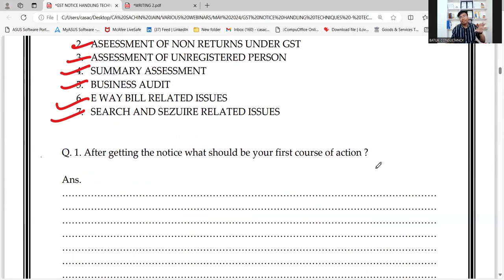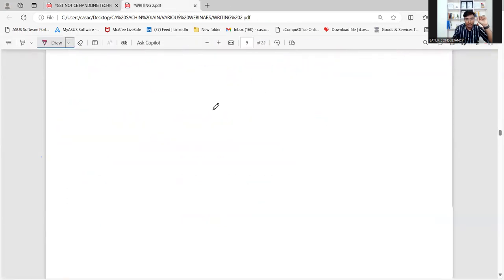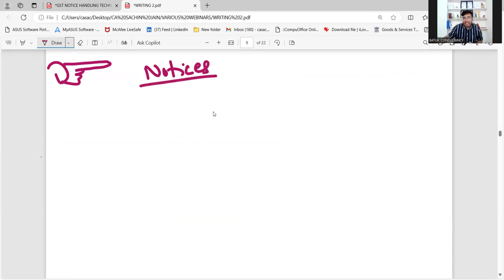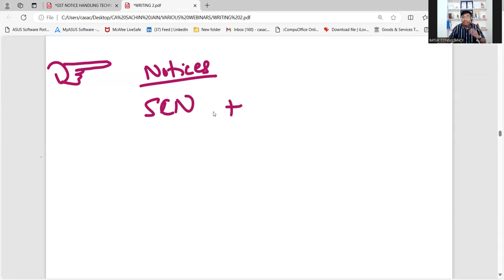We'll discuss the hierarchy of the various notices. First, the departmental authority will issue the notice, that is the SCN. With that SCN, the departmental authority will provide you the intimation. Just keep one thing in mind for Chirag ji and for everyone. I am talking from the notices perspective. For notices, whenever the departmental authority issues a notice, they will issue the show cause notice first, and with that show cause notice they will provide you an intimation.